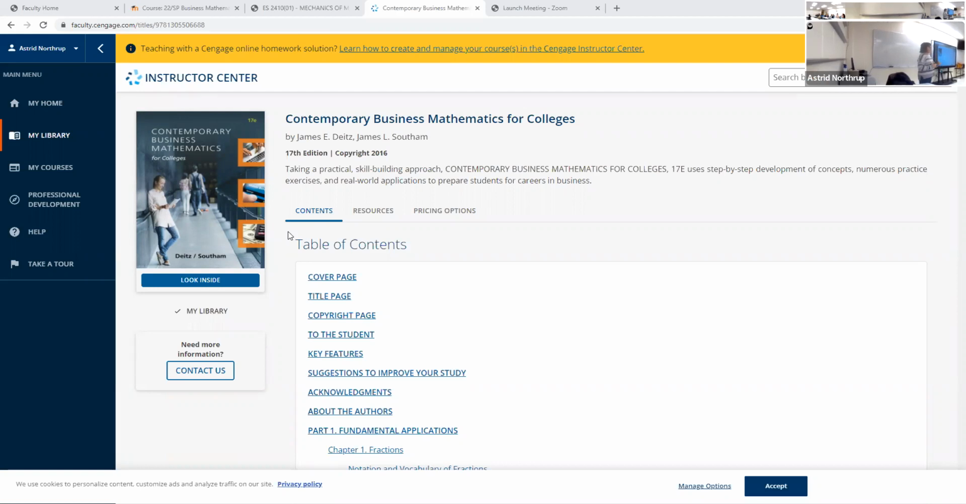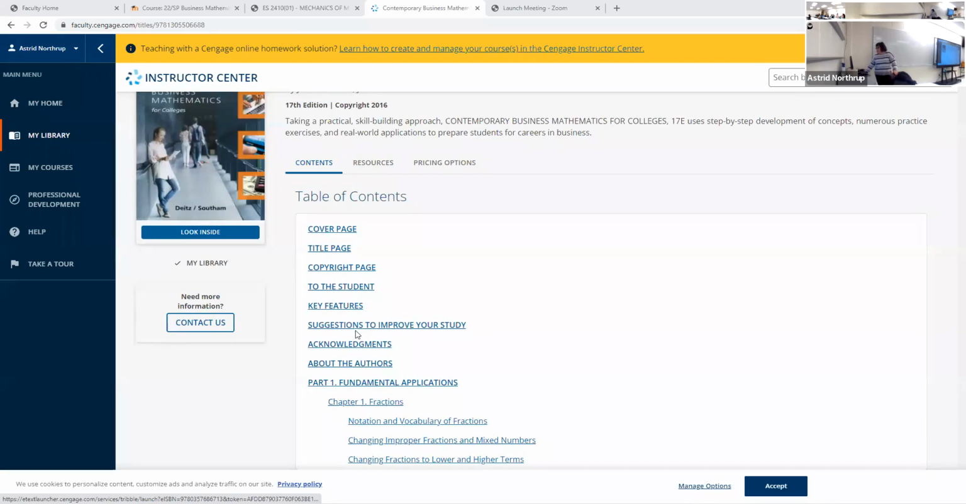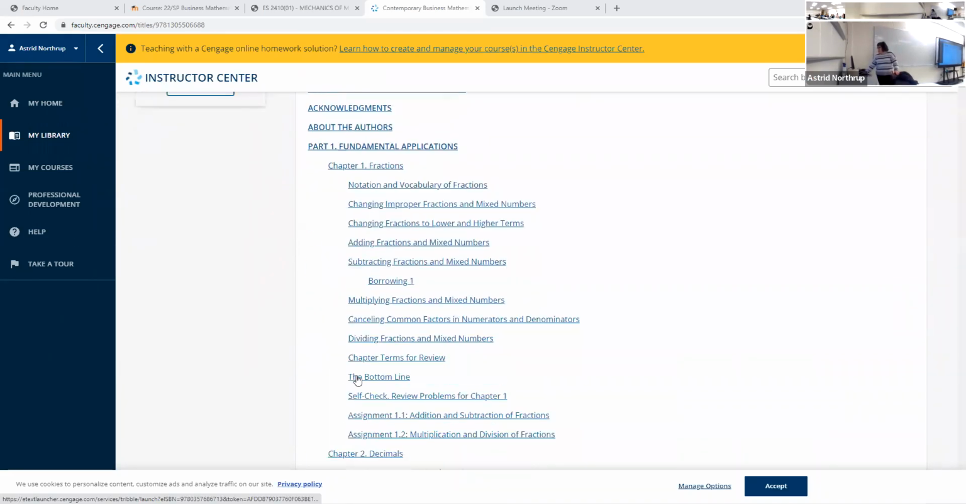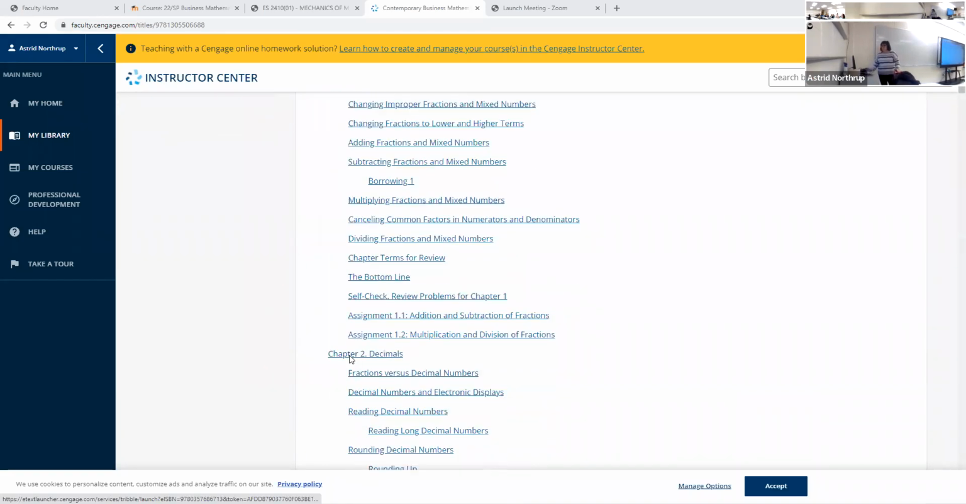As far as chapter 1 goes, fractions, mixed numbers, and conversions may be a review for some of you. Do you have any questions about that material? No? Okay, easy to get along with. So we'll go ahead and take a look at chapter 2, which is decimals.